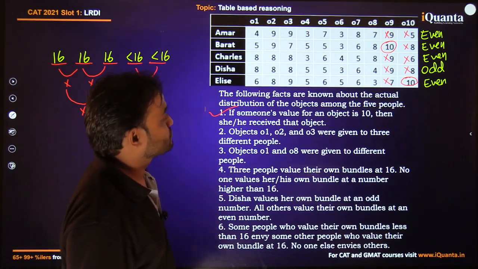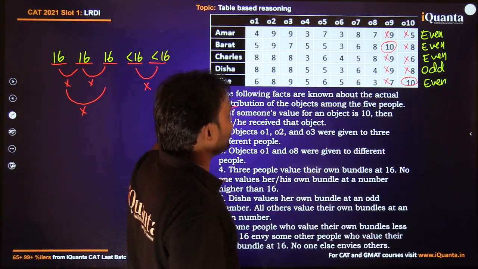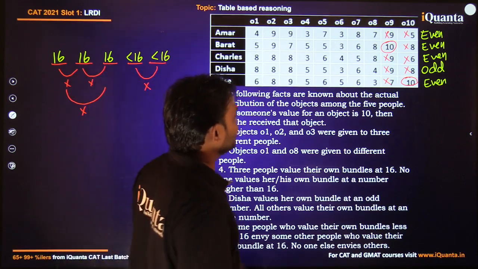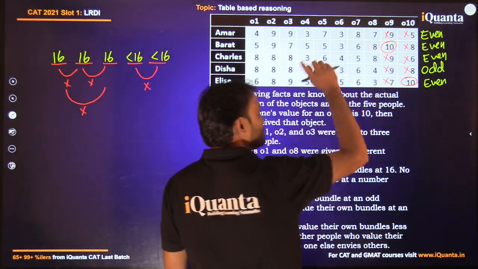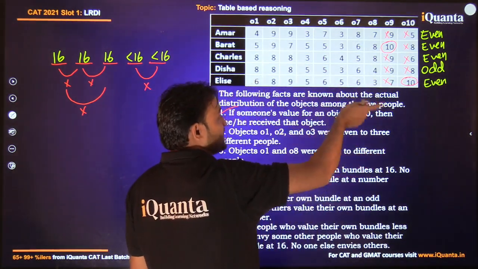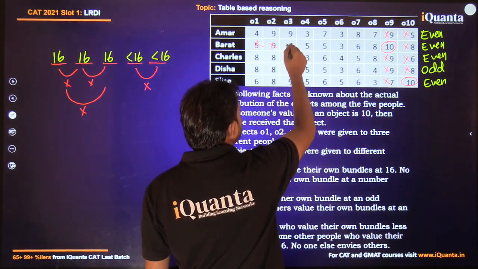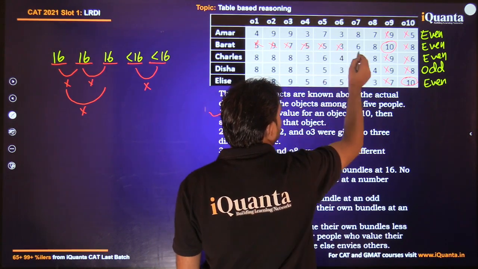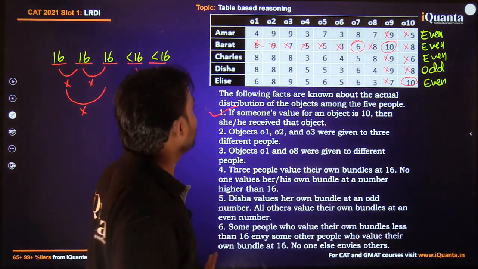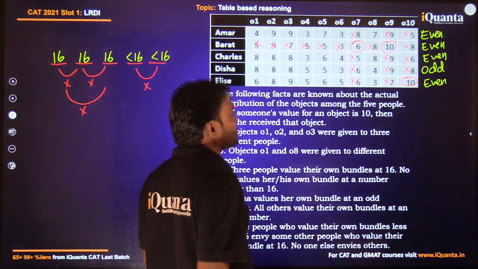Now let's try to solve this one. We know that A, B, C and E, all of them are even. And if you focus on B, one of the objects he received is object 9, which he values 10. So the other must be even. The only even value is 6 or 8. It cannot be more than 16. Can we say comfortably that it's only 6, not 8? So object 7 is received by Bharat. So object 7 we can cross, right?